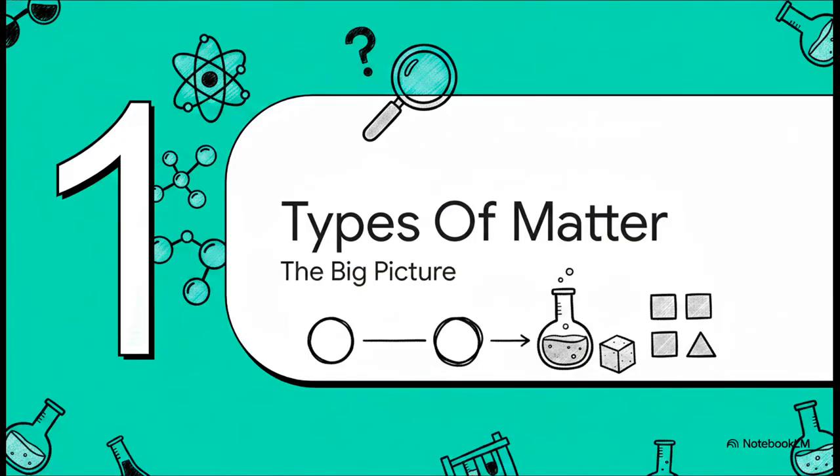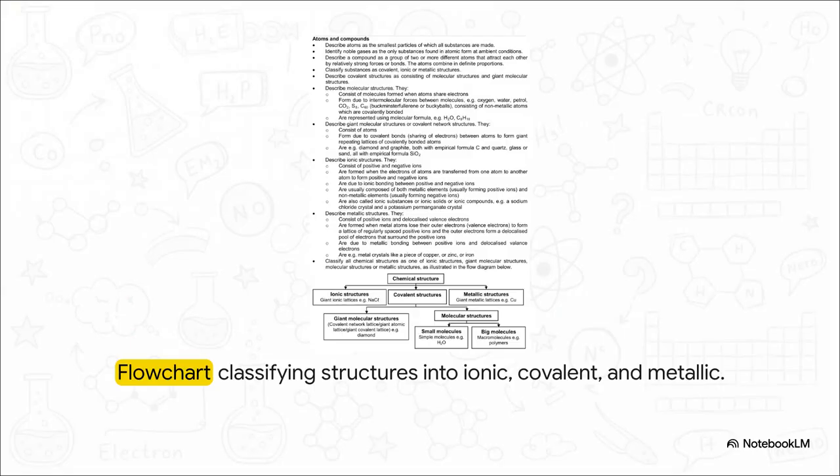Section 1. Classifying types of matter, the big picture. So, before we can actually learn the words of our secret language, we've got to understand the fundamental categories of the materials we're naming. Now, what's really interesting is how we can break down all chemical structures into three main branches: ionic, covalent, and metallic. As your exam guidelines point out, literally every single chemical structure falls into one of these three buckets.